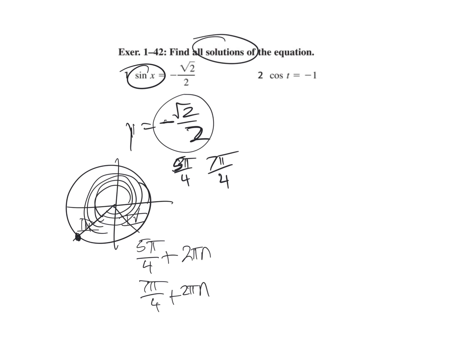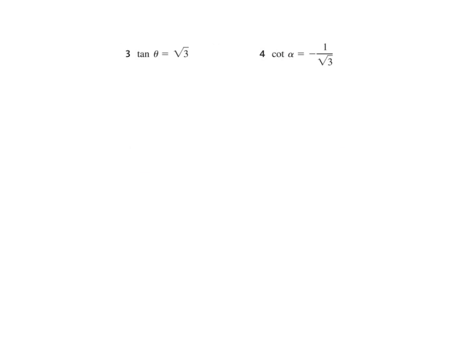All right, now cosine, where's the x value? Negative 1. Well, negative 1 for x is right here. That's at pi. So pi plus 2 pi n. Okay? Number 3. Now we have tangent theta.